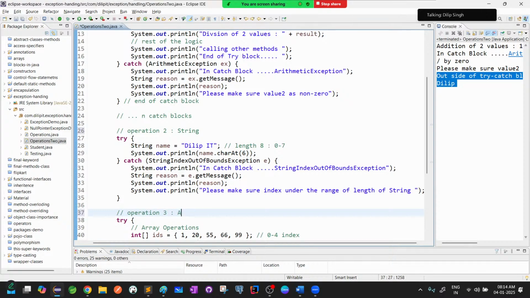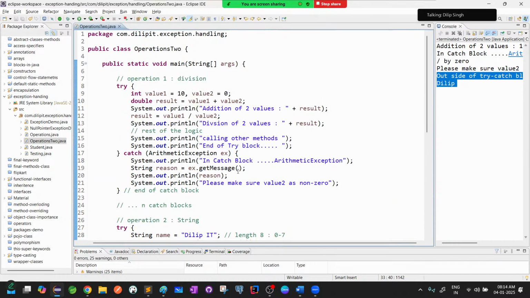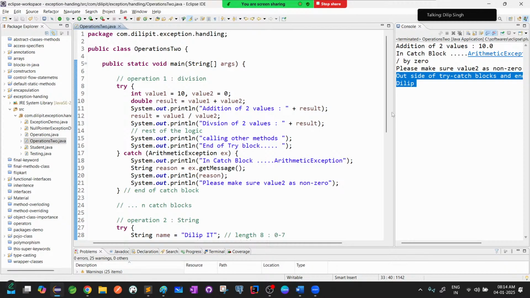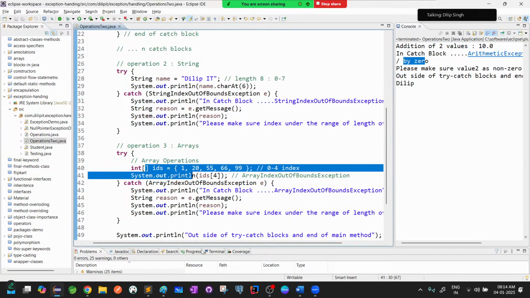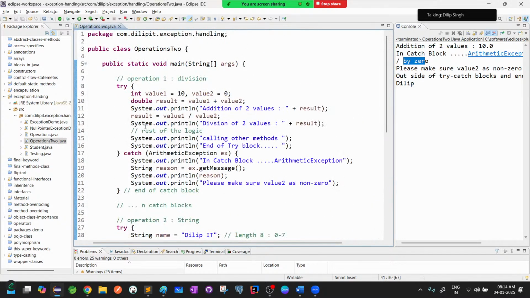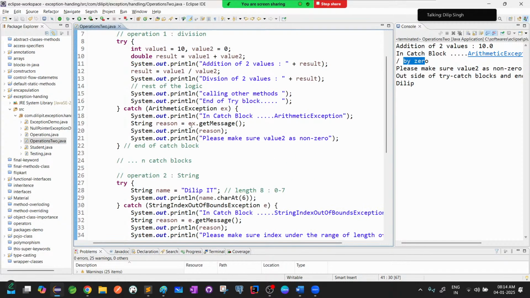So now in this case, arrays point of view. Now what is the advantage of this? See, earlier what happened, you got an arithmetic exception. Because of that arithmetic exception, you did not execute the string operation and array operation. That's not a good thing, right? So now see what will happen. Again, JVM starts executing from here. Executes, executes, exception comes here.